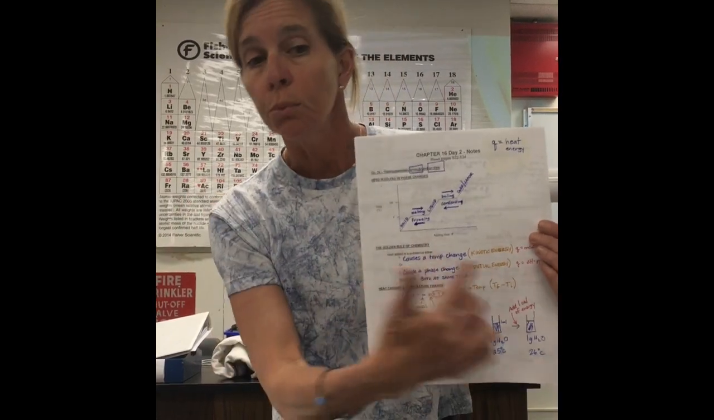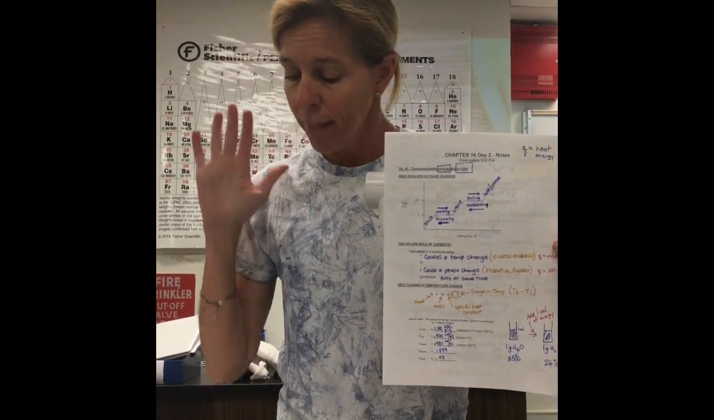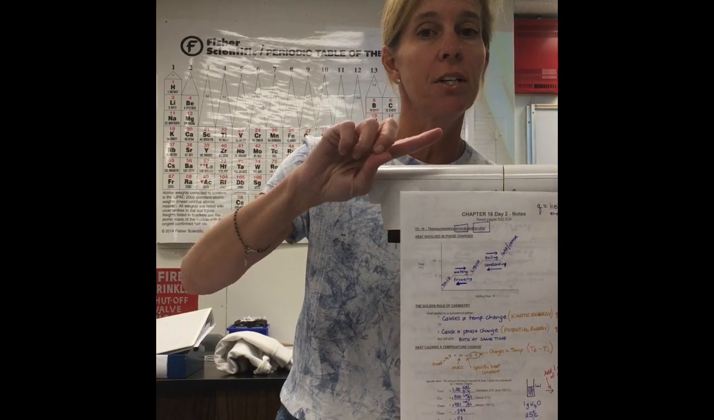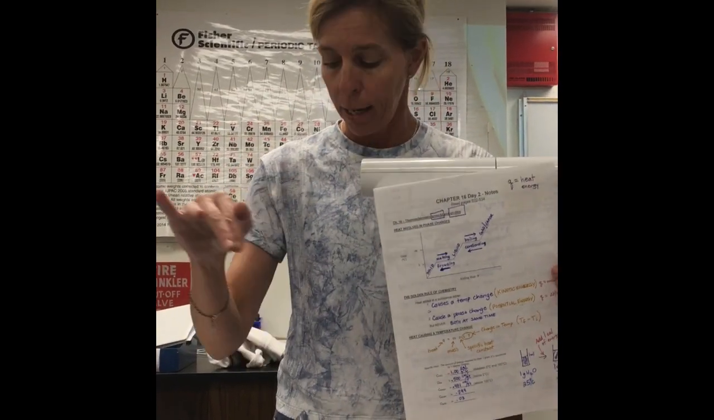We have learned, talking about thermochemistry, just the heat involved in chemical reactions, and there's what I call the golden rule of chemistry. When heat is involved in a reaction, it either makes the temperature change or it makes the phase change, which is melting or boiling or freezing. But they can't do both at the same exact time.